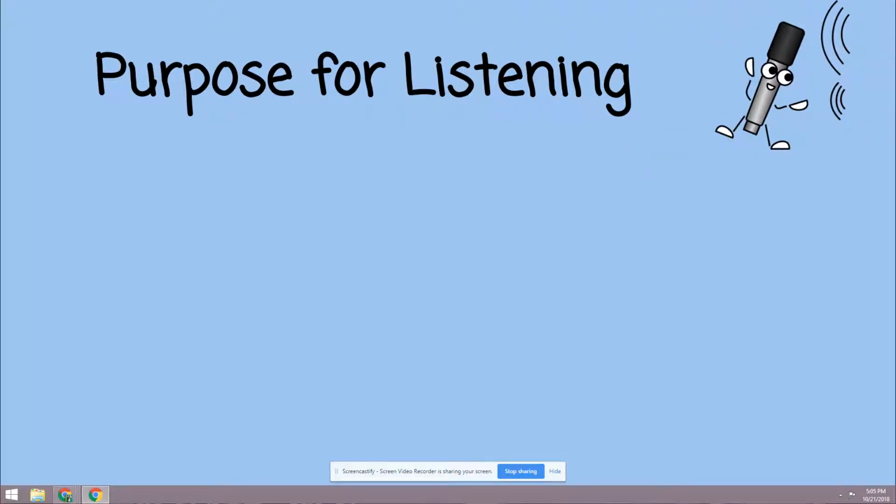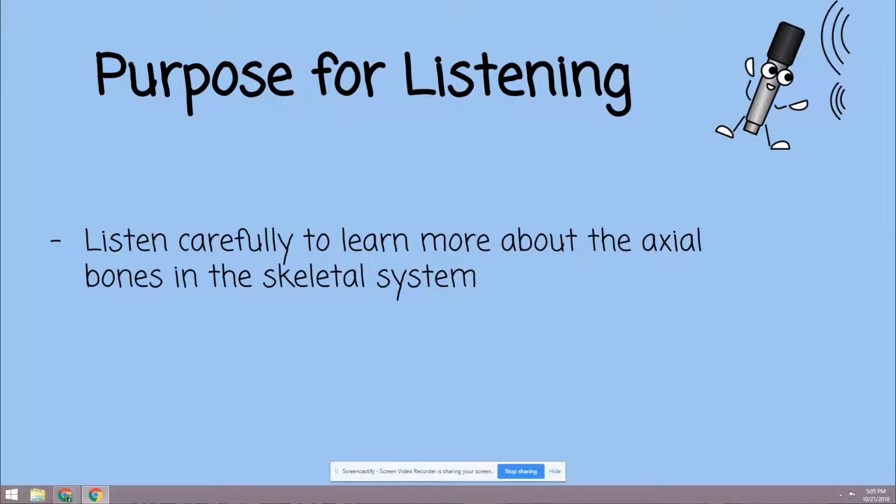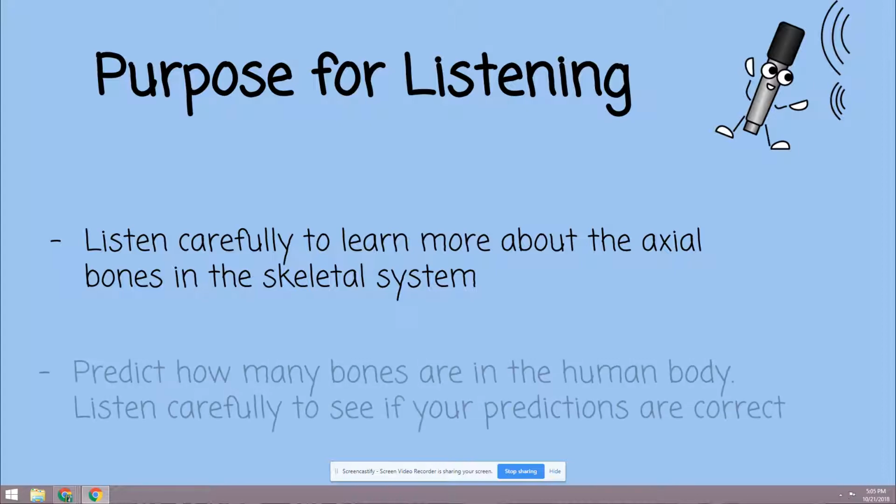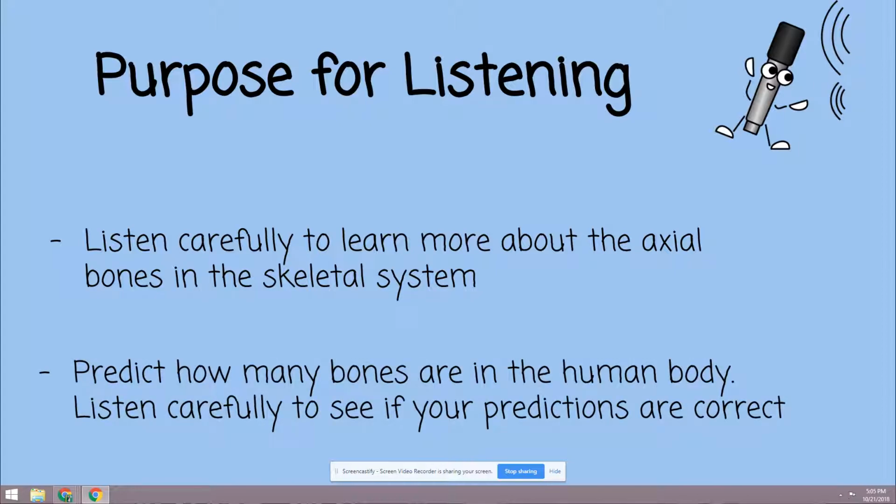So here is our purpose for listening. We're going to listen carefully so that we can learn more about the axial bones within the skeletal system. And I want you to think. Let's predict. Remember, predict means to make an educated guess. I want you to predict how many bones are in the human body. Then I want you to listen carefully to see if your predictions are correct.